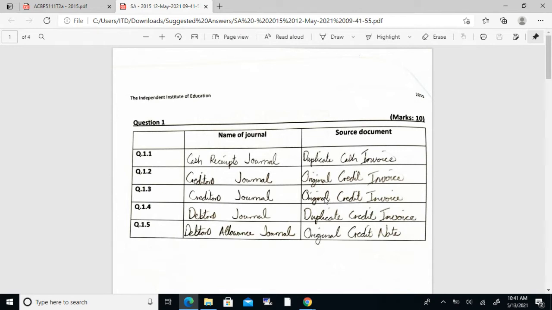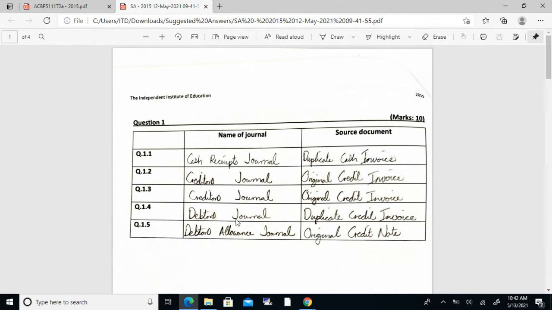And then we have credit sale of used equipment. Credit sale of used equipment. So here again, ooh, what? They didn't tell us the nature of the business, right? But this should actually be your general journal.